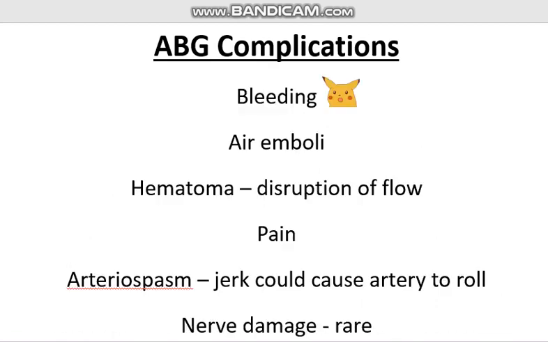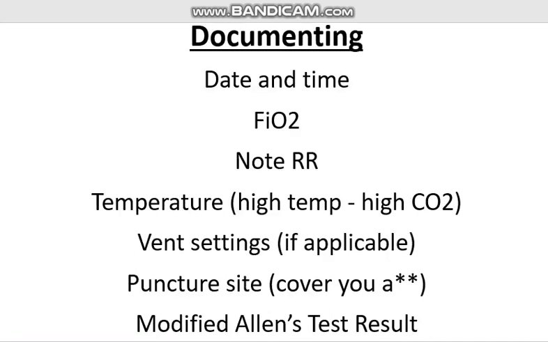ABG complications include bleeding, air emboli, hematoma, which is a disruption of flow, pain, arteriospasm, in which case a jerk could cause the artery to roll, and nerve damage, which is rare. Documenting includes date and time, the patient's set FiO2, their respiratory rate, their temperature, current ventilator settings if applicable, the puncture site you drew from, and the modified Allen's test result.